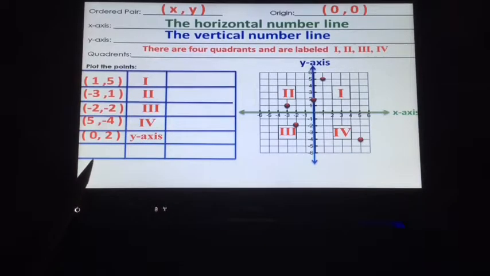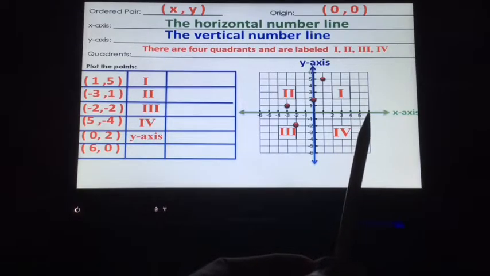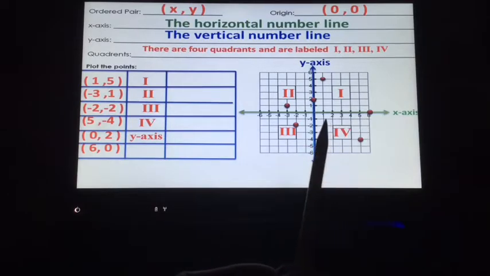All right, now over here we're going to put another point, but this one has a y that's 0. Okay, so the 6 tells me to move horizontally 6 units. So we're going to go 1, 2, 3, 4, 5, 6. And then the 0 tells me to go vertically 0 units. So we're just going to keep it right there. And it's on the green line, so what we're going to put here is the x-axis.